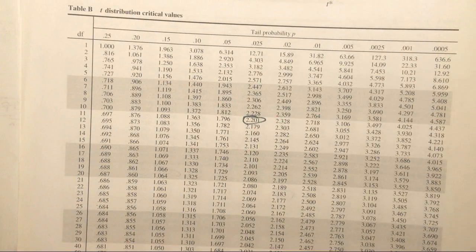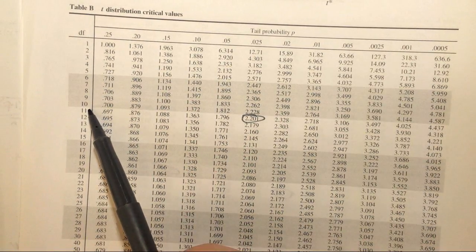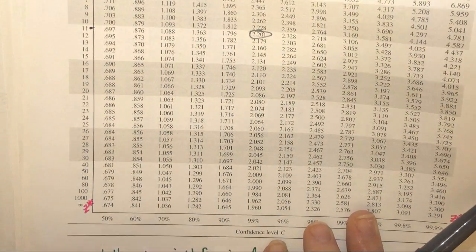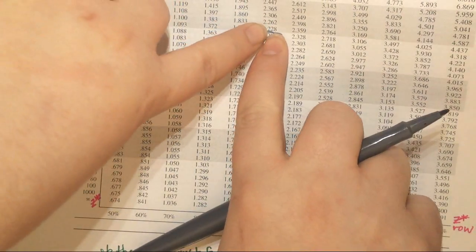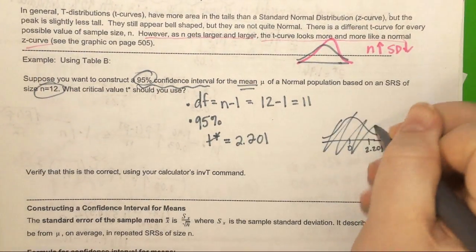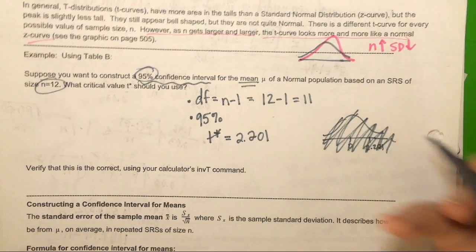Perfect question. So again, we figured out the degrees of freedom was 11 because it's 12 minus 1. You take your sample size minus 1. And if you look at the bottom, it's where it has its confidence levels. We were told 95% confident. So literally where they aligned.